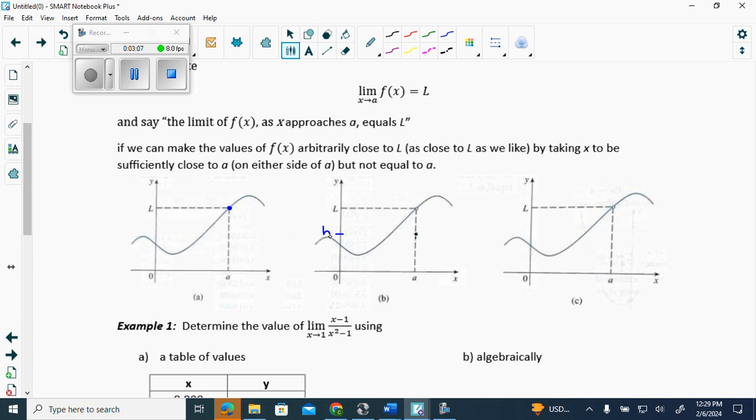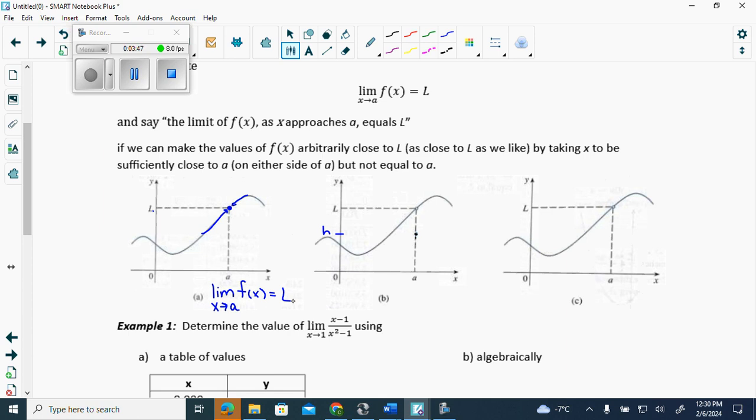The limit is, from the left and right, what is it approaching? It's not what is f of a. So let's look here. From the left of a, I'm approaching what y value? L, correct? From the right of a, I'm approaching L. Do you see that? I don't actually care that this coordinate is at L. It's what is it approaching? So for this limit, I'd say the limit as x approaches a of f of x equals L. Because from the left and the right, they're both approaching a y value L. Okay?